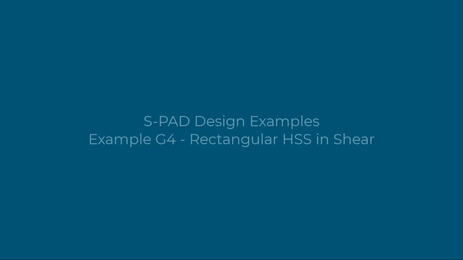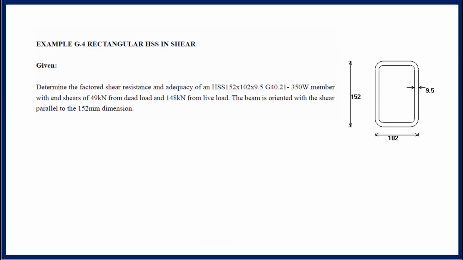In this video we will go over exercise G4 from the steel design examples according to the Canadian S16-14 code, which is available for downloading on our website. By looking at the exercise, we need to determine the factored shear resistance and adequacy of a hollow steel section subjected to shear at one end, 49 kilonewtons dead load and 148 kilonewtons live load.